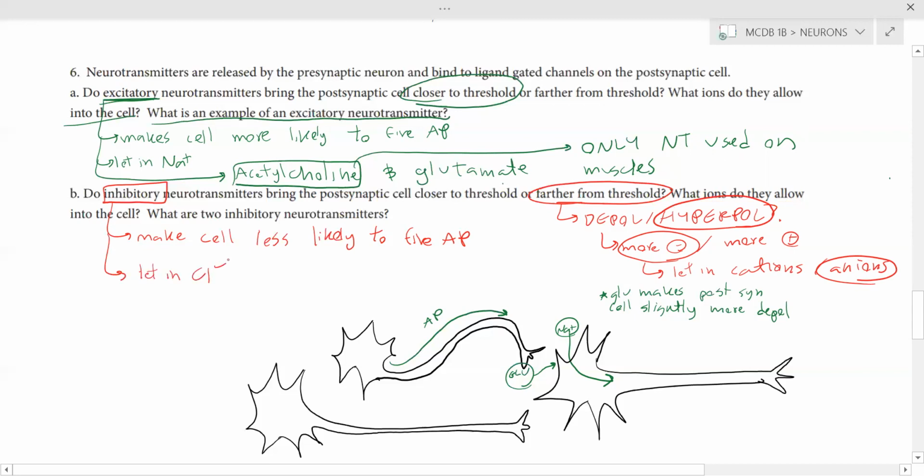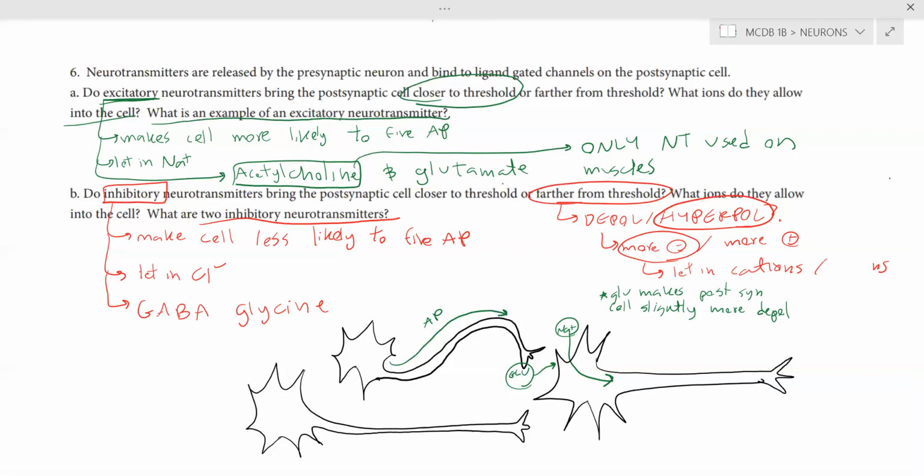Cool. Oh, then we have the two examples, right? Sorry, I almost forgot. We have two inhibitory neurotransmitters to know. The examples that you guys need to know are GABA and glycine. Notice that glutamate and glycine sound a little similar. Just understand that they're different, and memorize which one is excitatory and which one is inhibitory.